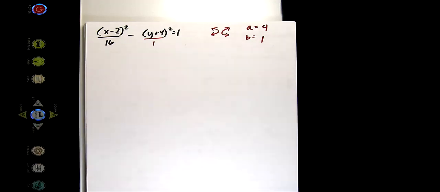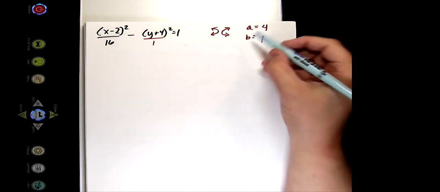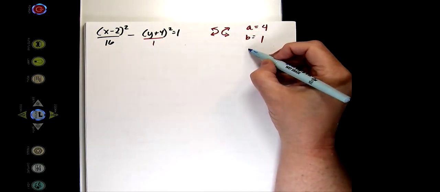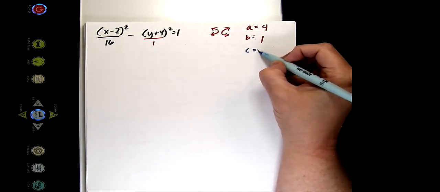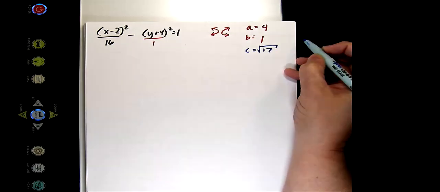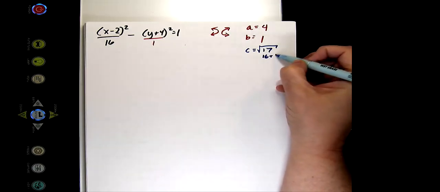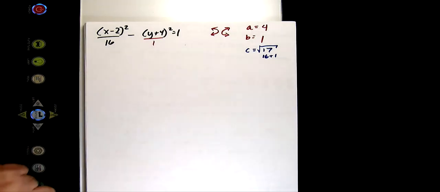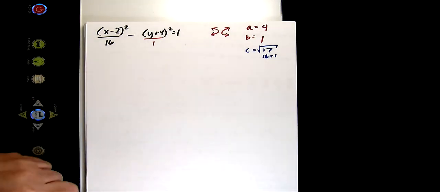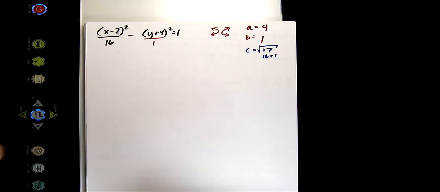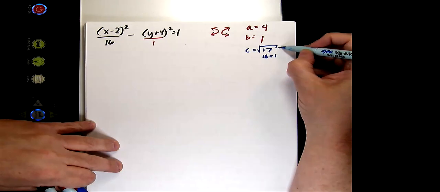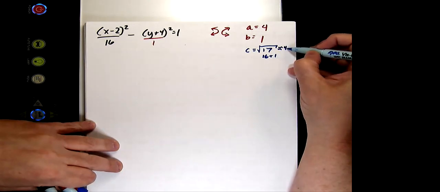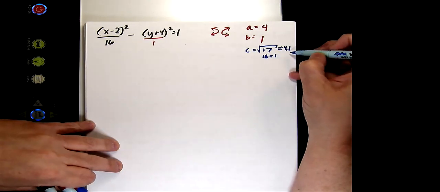And I can see by looking at it, if I add those two together, I get 17. So C should be the square root of 17, or 16 plus 1. Which isn't a very big number. It's like maybe 4.1 to 4.2. Somewhere close to 4.